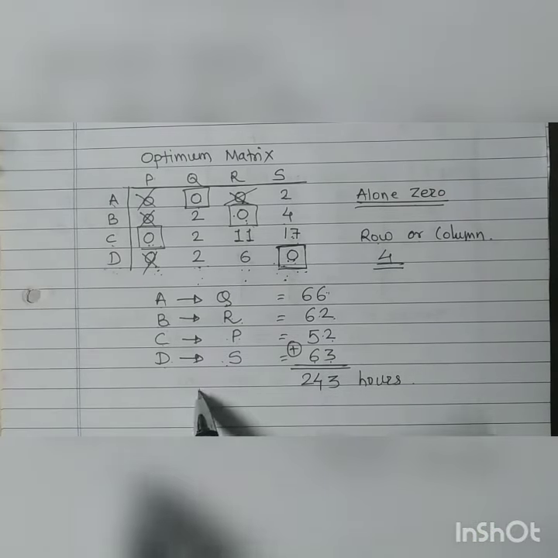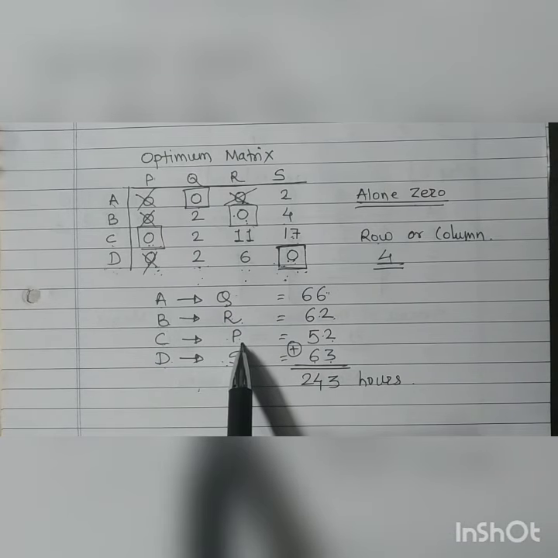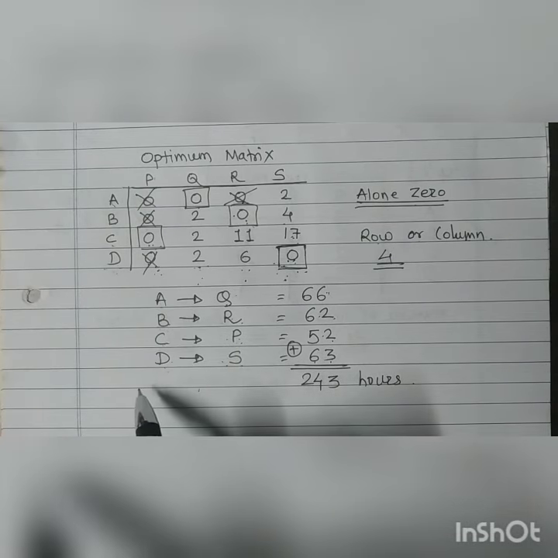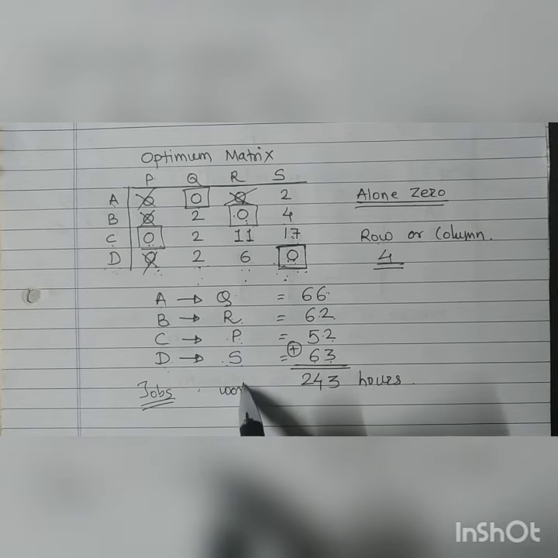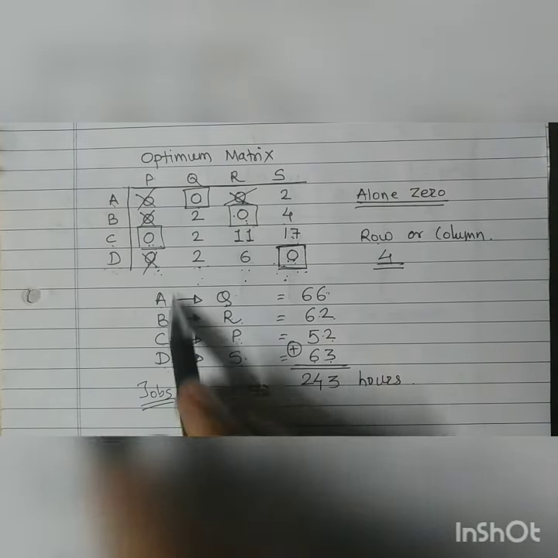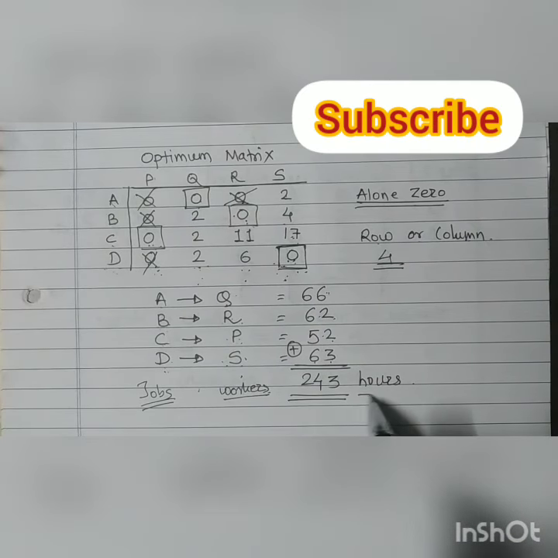So this is our final assignment. A is assigned to Q, B is assigned to R, C is assigned to P and D is assigned to S. So these A, B, C, D are jobs and P, Q, R, S are workers. So these workers are assigned to the jobs, and the total minimum working hours are 243 hours.